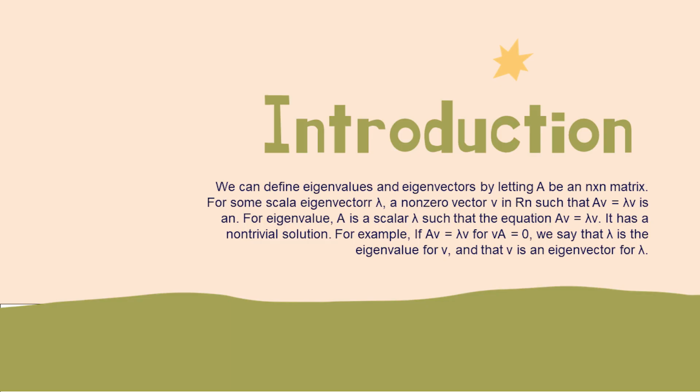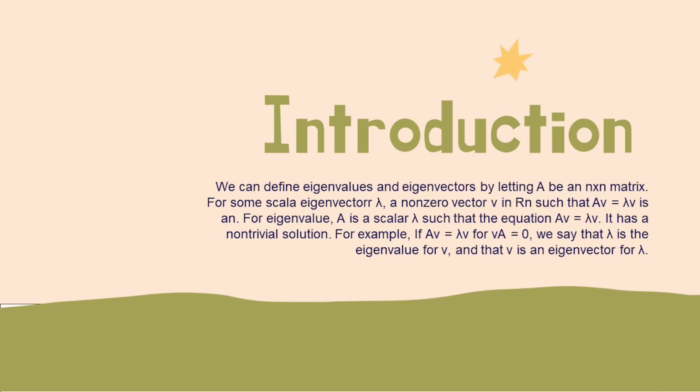Eigenvalues and eigenvectors can be defined by letting A be an n times n matrix. For some scalar lambda, a non-zero vector v in Rn such that Av equals lambda v is an eigenvector. An eigenvalue of A is a scalar lambda such that the equation Av equals lambda v has non-trivial solutions. For example, if Av equals lambda v, we say that lambda is the eigenvalue for v and that v is an eigenvector for lambda.